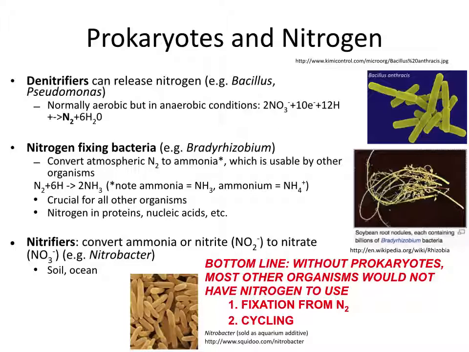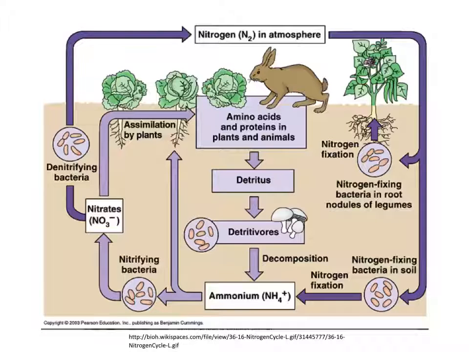And organisms can use either ammonia or nitrite or nitrate. But the bottom line, they can't use molecular nitrogen. Without prokaryotes, most other organisms would not have nitrogen to use. And bacteria, well, prokaryotes, are at each step of this three-step pathway in the nitrogen cycle. So this slide depicts the nitrogen cycle.